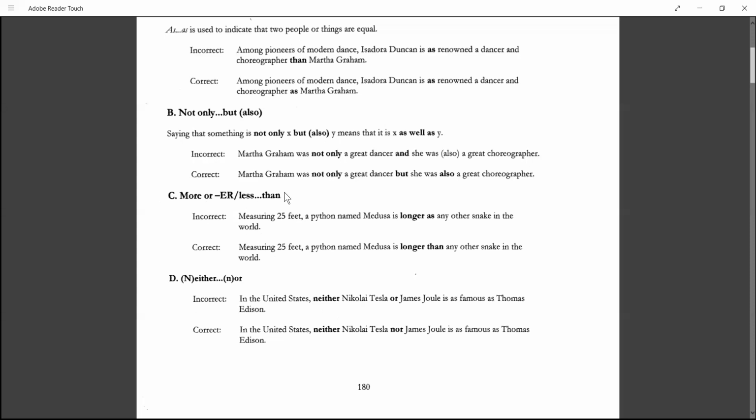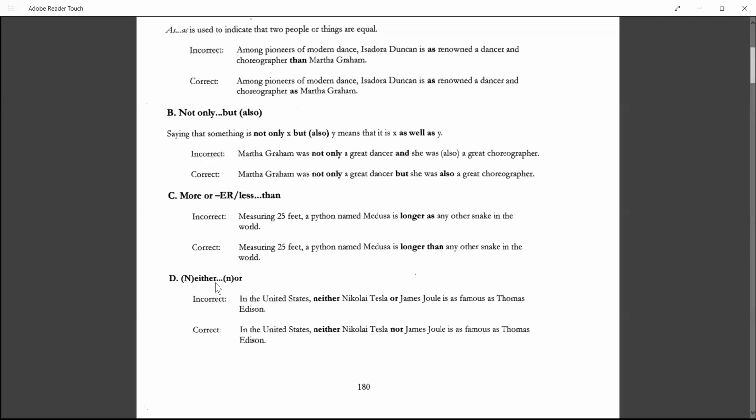More than, less than, longer than. Okay, more and than, less and than, longer than, lesser than. So this than and more or less is a combination. People say she's as longer as the snake. That's wrong. When you're using comparative degree, what is important is to use the word than. Got it? Understood?